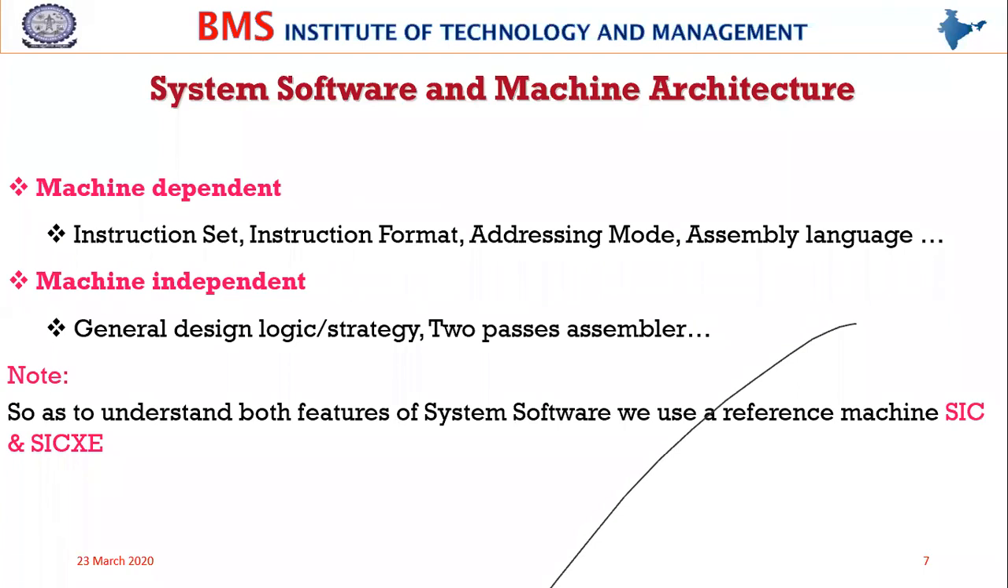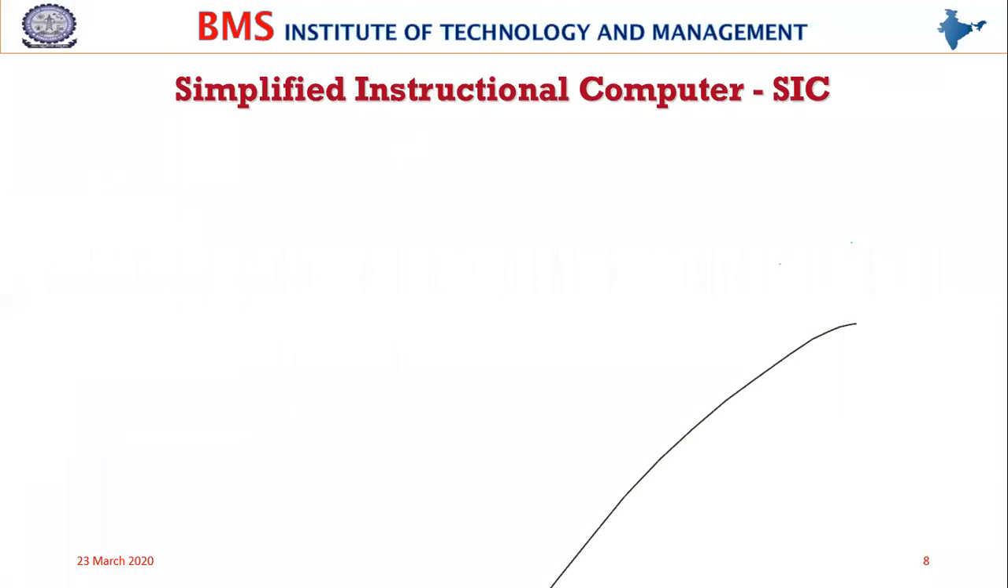To understand these machine dependent and independent features, we will refer to hypothetical machines. One is SIC, Simplified Instruction Set Computer, and the second one is SIC-XC. So today's discussion is to learn about the architecture of the SIC machine. Along with it, we'll also see the instruction set of this particular machine, and we're going to write a program using the SIC machine. That's the agenda of today. Right, we'll start with the SIC machine.